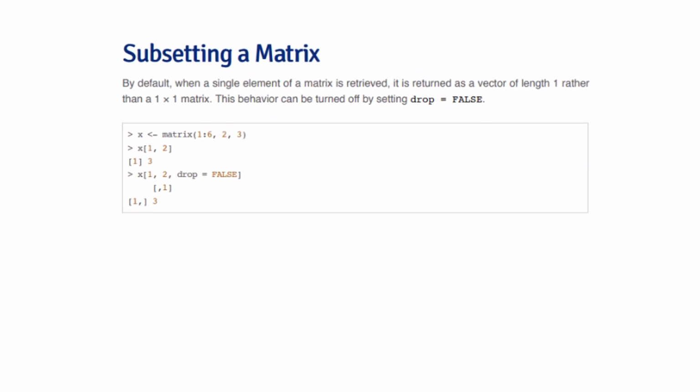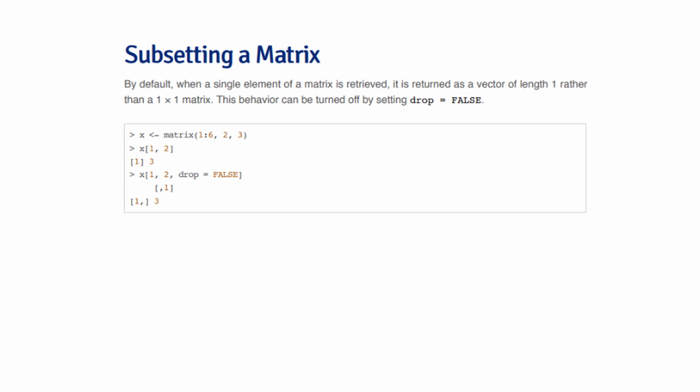By default, when a single element of a matrix is retrieved, it is returned as a vector of length 1 rather than a 1 by 1 matrix. So remember, I said before, the single square operator always returns an object of the same class. The one that's sometimes a little bit unexpected is that if I subset out a single element of a matrix, I don't get back a matrix. What I get back is just a vector with that number in it. So if I say x 1, 2, that gives me the first row, second column of the matrix. That's just the number 3, and what I get back is the number 3, not a 1 by 1 matrix with the number 3 in it.